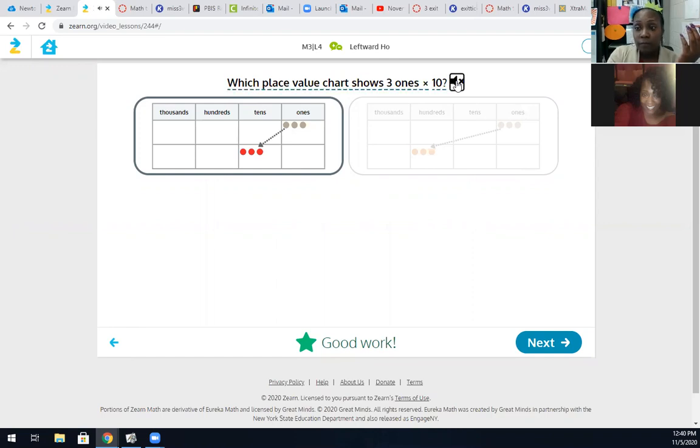And then it goes on to ask us, which place value chart shows 3 ones times 10? So this place value chart that's kind of shaded, because I've already picked this one, actually shows 3 times 100. And this one shows 3 times 10. Because all we have to do, if we know it's 3 ones times 10, is move them to our next place value, right? We know that 1, just 1, times 10 makes it 10. And we put it in the 10 spot.